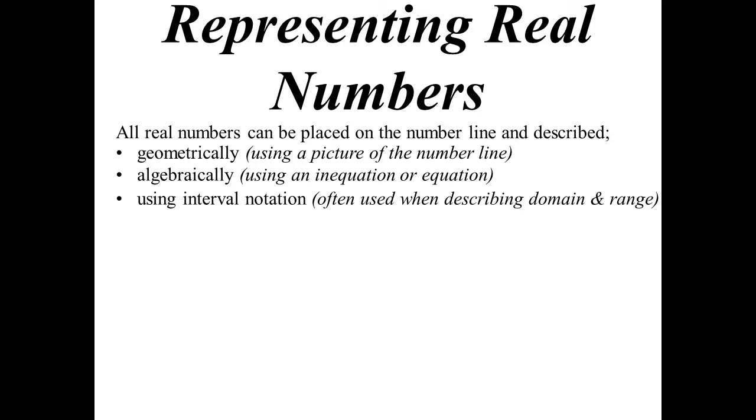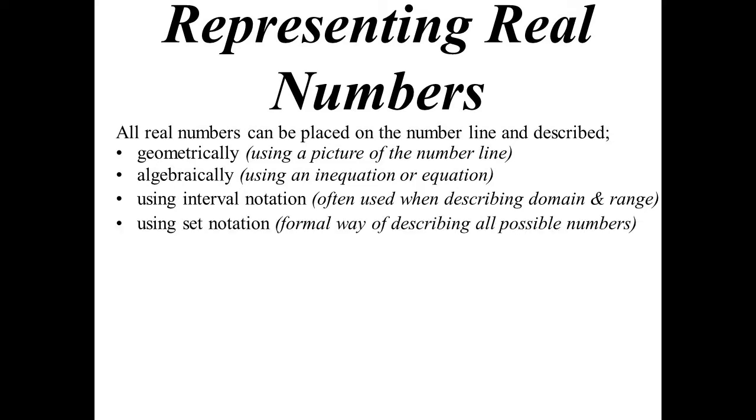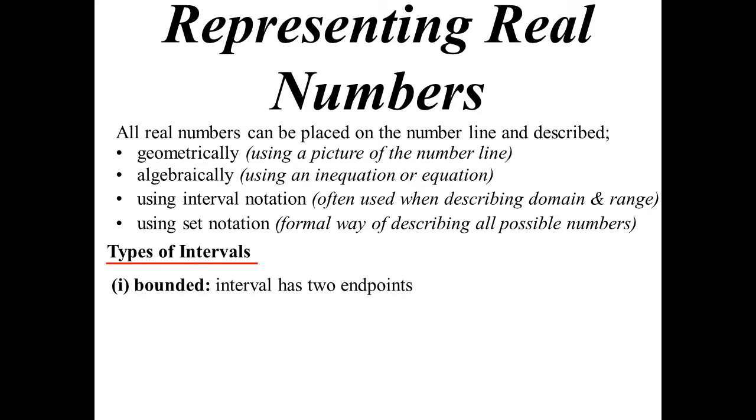Another way we can do it is what's called interval notation. That's very common when we're talking about domain and range of functions and things like that. And another way we could do it is set notation. So we could actually describe the set of numbers. So, types of intervals. We can have what's called a bounded interval. So we've got all the numbers on the number line, but it's bounded. And that just means that the interval has two endpoints. So it starts somewhere and it stops somewhere.